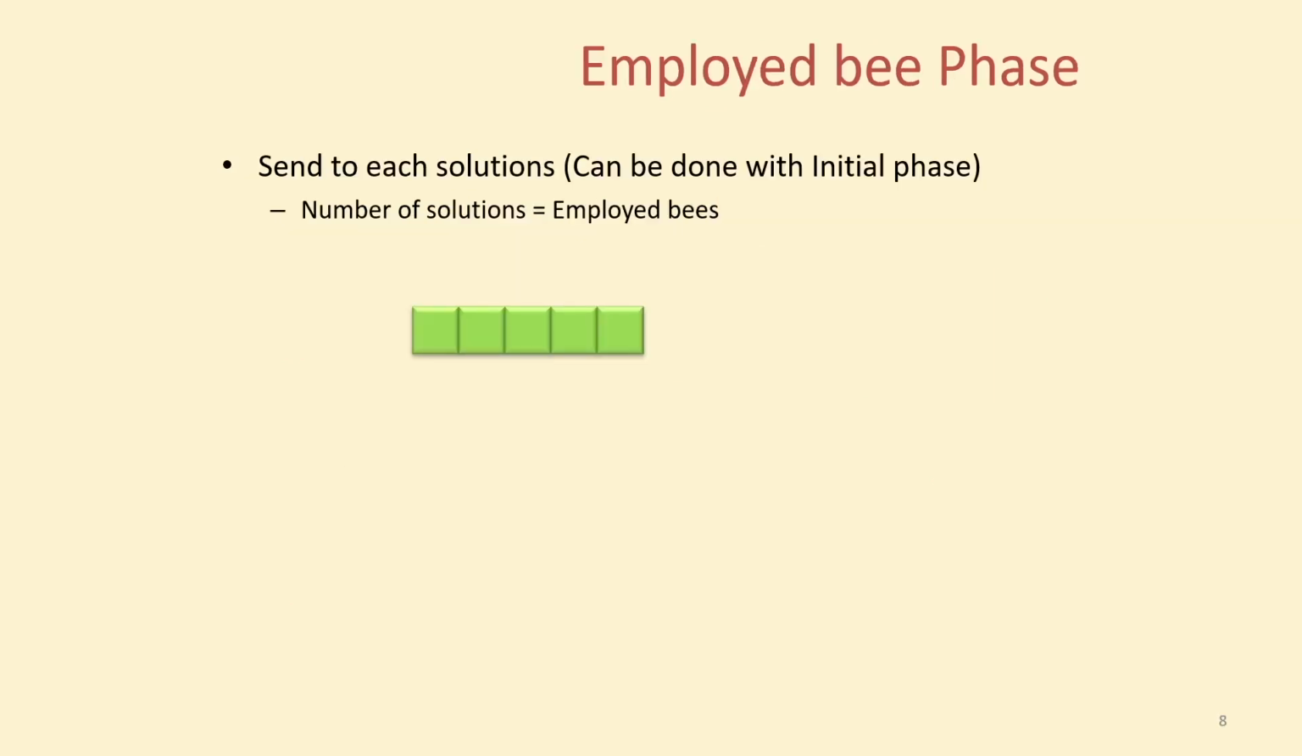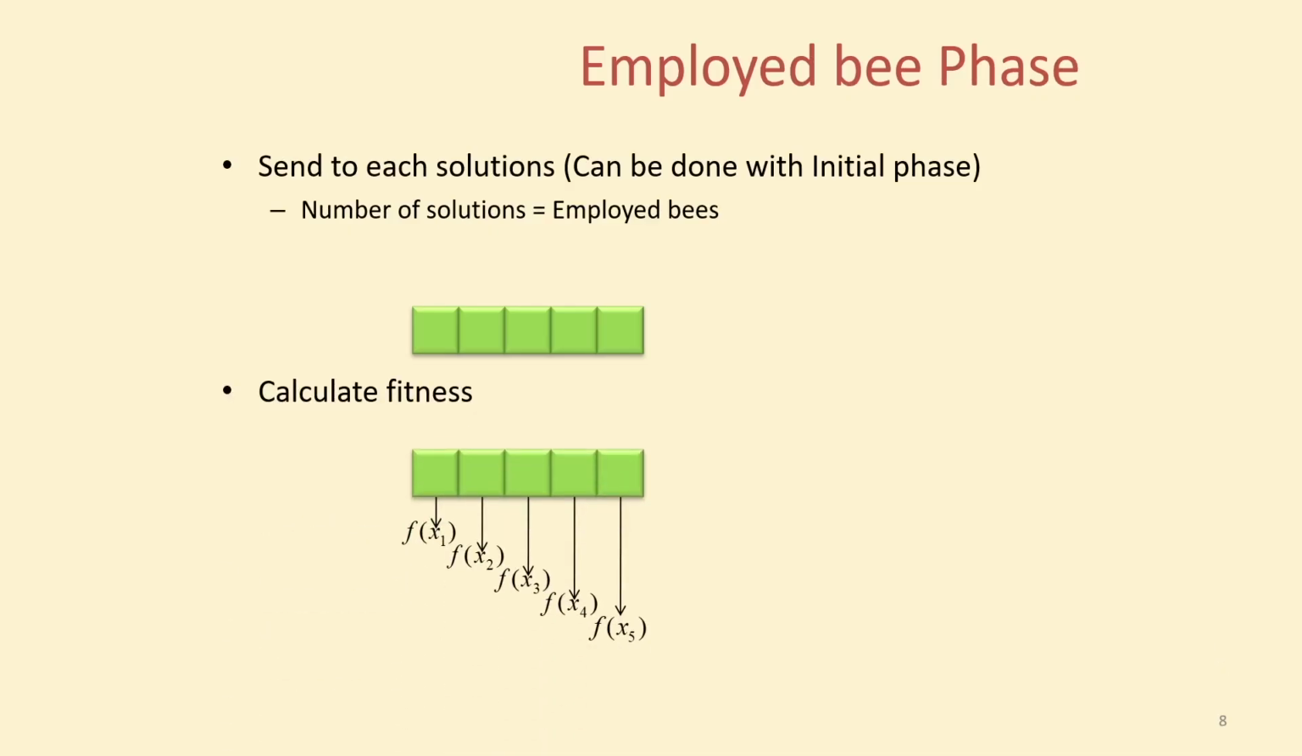So, send a bee to each solution. The number of solutions is equal to the employed bees. See, for example, if I want 5, then the employed bees are 5: 1, 2, 3, 4, 5. Now, what is the fitness? It means each bee is going to the corresponding garden, maybe garden 1 or garden 2, up to 5 different gardens, and it finds its fitness value. So, fitness values are f of x1, f of x2, f of x3, f of x4.